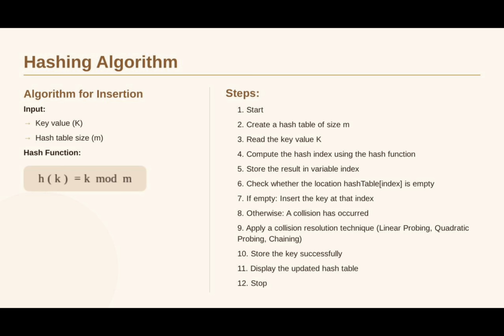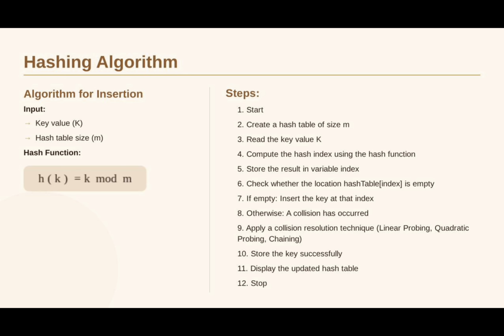Before understanding the algorithm, let's first understand the basic idea behind hashing. Hashing works by taking a key and converting it into an index using a mathematical formula called a hash function. The hash function used in our example is h(k) = k mod m, where k is the key and m is the size of the hash table. Now let's see the algorithm step by step.